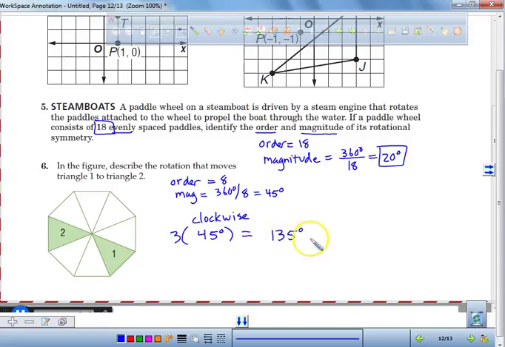If you turned it 135 degrees clockwise, it would go from 1 to 2. But that's not the only direction you can go. You can always go counterclockwise and get the same result. It's just a little bit further, all right?